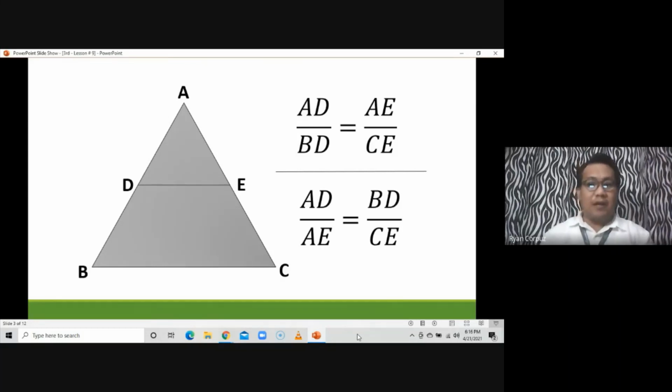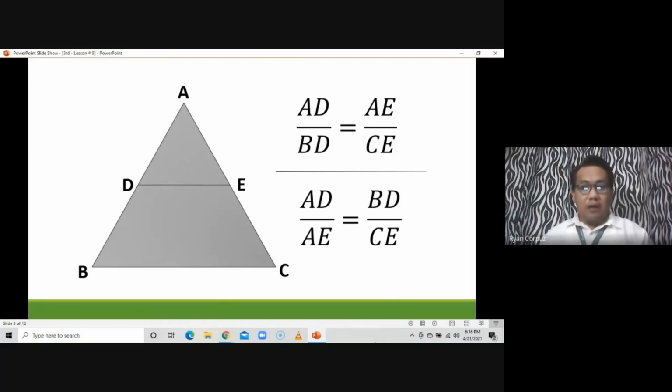So ano lang ba nangyari dito? Di ba? AD over AE, BD over CE. It's just like we applied one property on proportion. Di ba? So even if we apply that, still we can come up with that. We can come up with a proportion, or still the two ratios are equal.